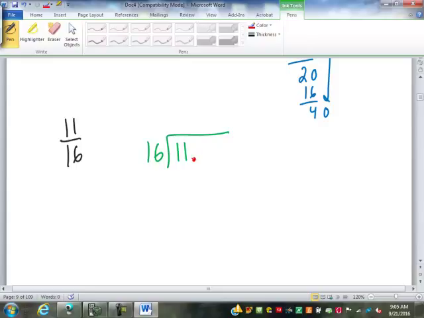16 doesn't go into 11, so you add a decimal point and a 0. Does 16 go into 110? How many times? 6. 6 times 16 is 96. Leaves us with 14. Then what? Put another 0 and bring it down. 16 into 140. 8 times? Which is what? 128. Try to get 12.